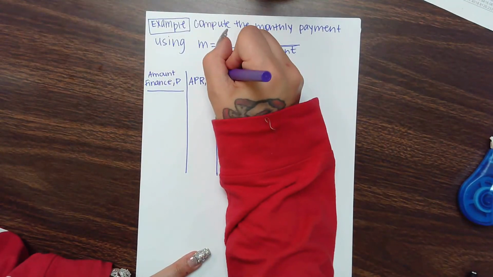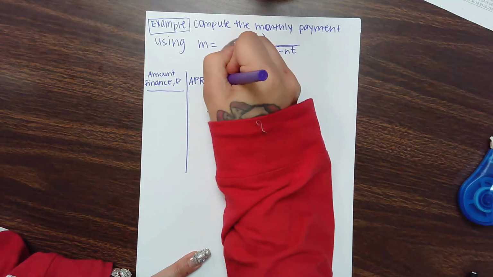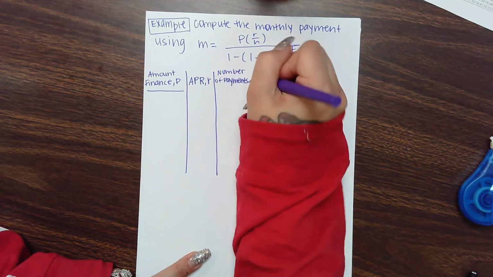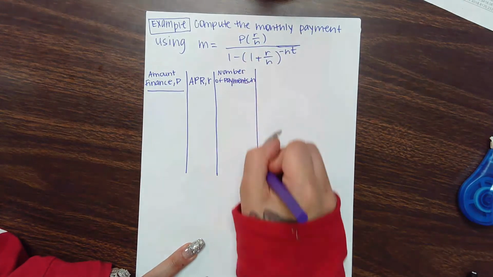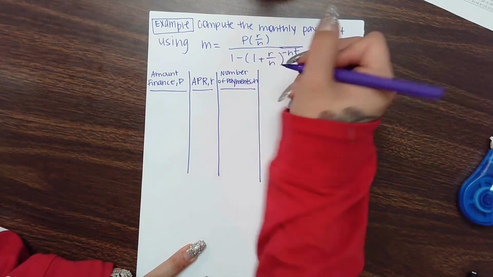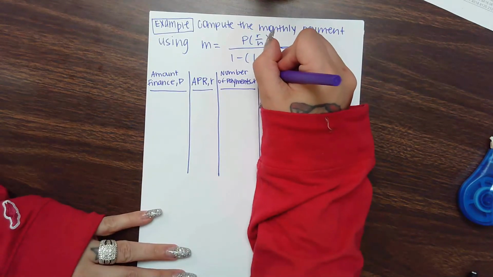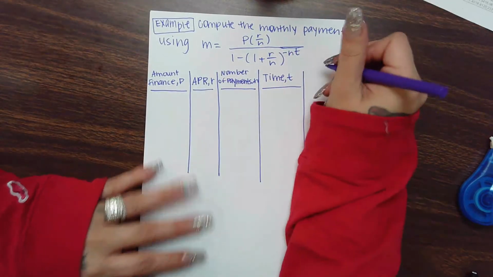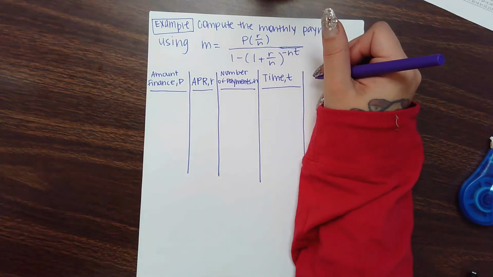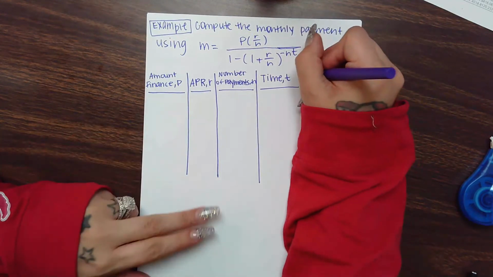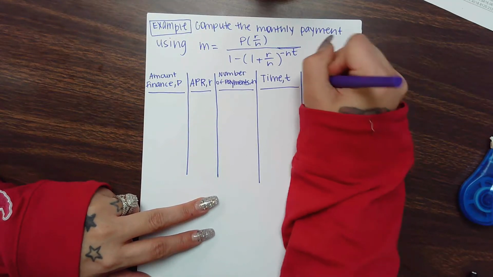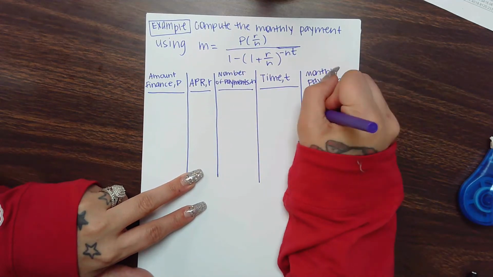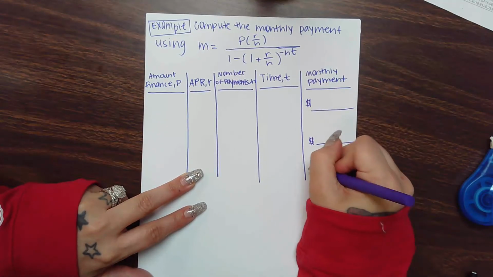Then we have the number of payments, which is our N. We have time, which is T. And then we have our monthly payment, or it's our installment payment. They will call it monthly. That's what we're solving for. So for these three examples, that is what I do not know, because that's what it told me to solve for.